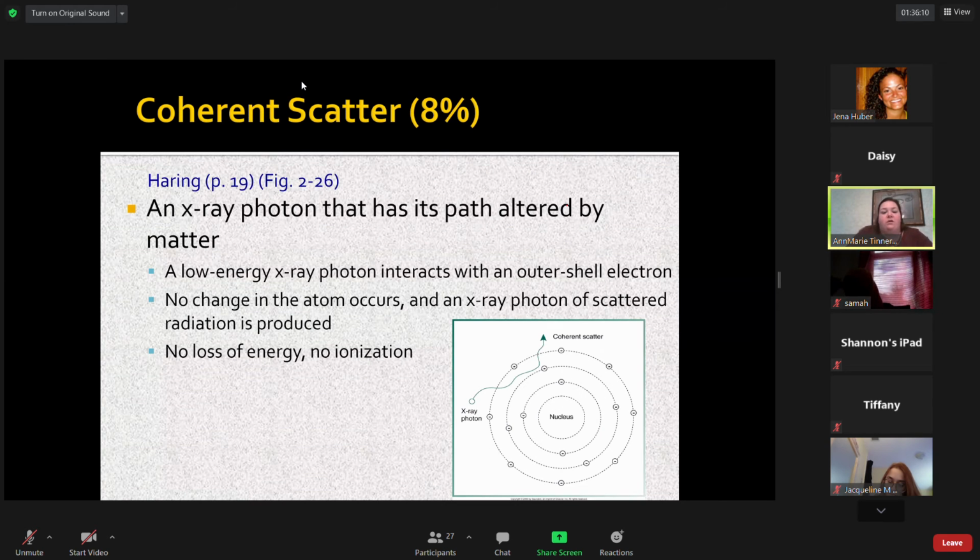And then coherent scatter is 8%, and this is the X-ray photon that has its path altered by matter. At this point, there is no change in the atom. Scattered radiation is being produced, but there's been no loss of energy and no ionization. So this is completely different than Compton.